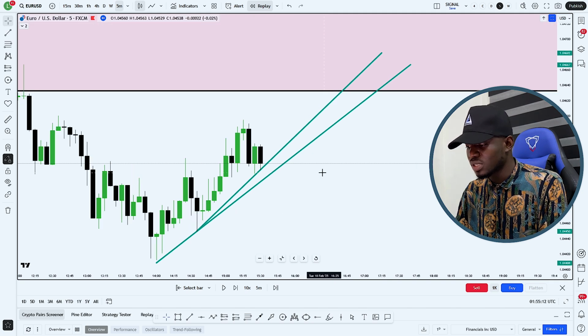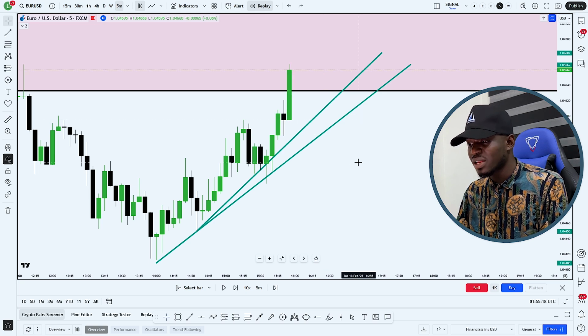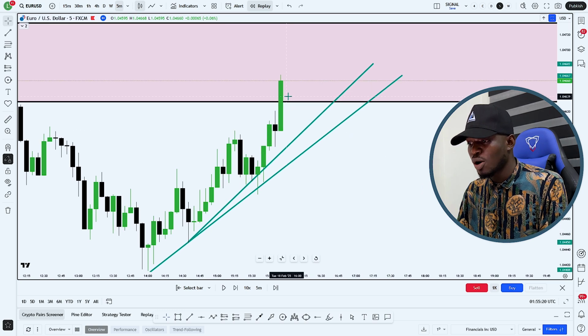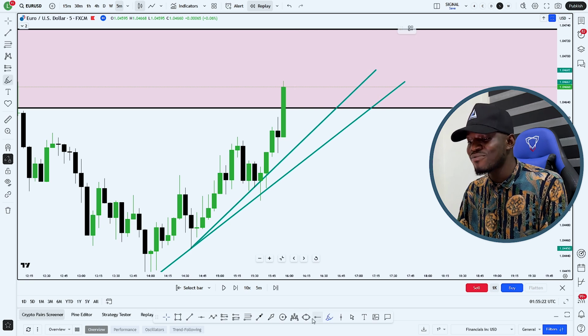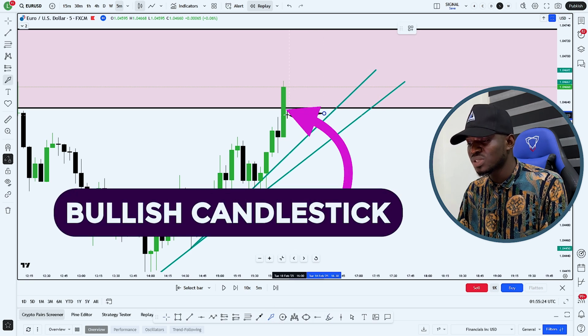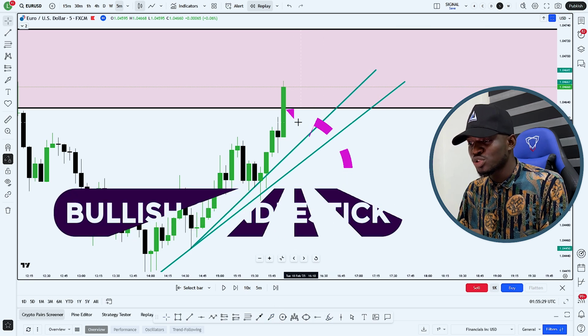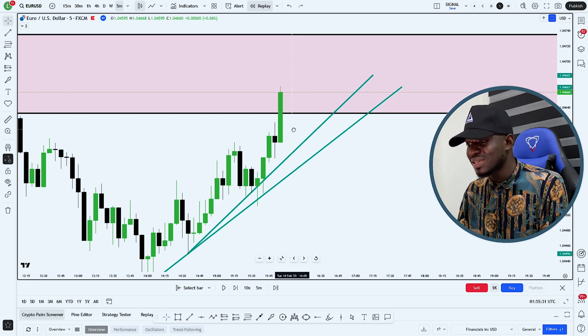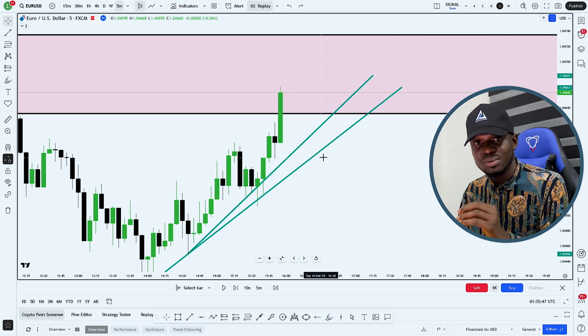Let's play the candlestick. Price action is moving towards our point of interest right now. Finally, price action mitigated our point of interest with this heavy bullish candlestick pattern. We're not going to execute our trade immediately because we want to wait for price action to break this counter trend line here and also the second counter trend line before we execute our position.